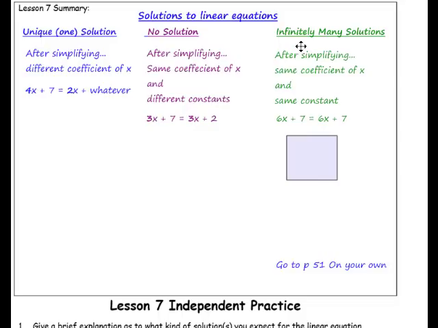Remember, for infinitely many solutions, the left and the right are identical. Infinitely are identical. You will want to memorize the characteristics of linear equation solutions.